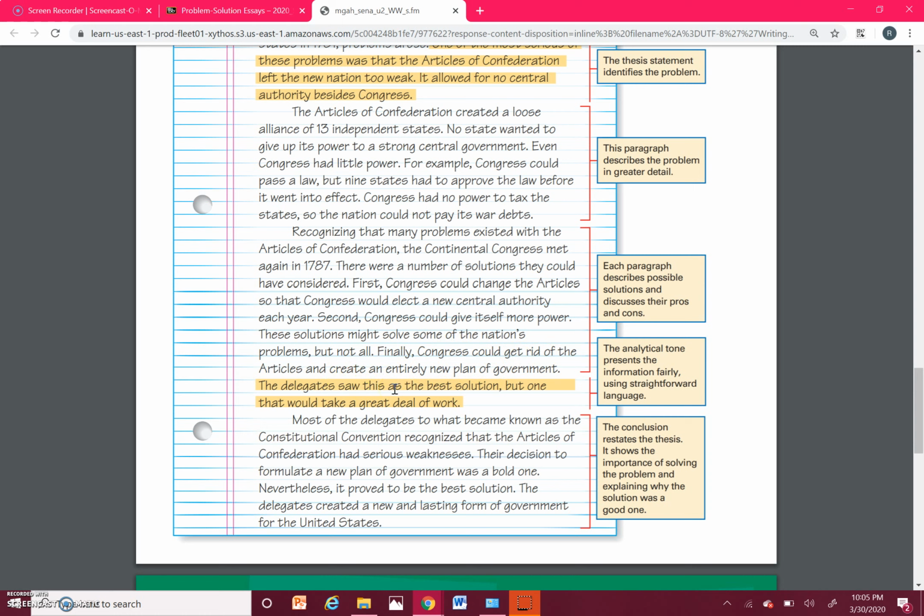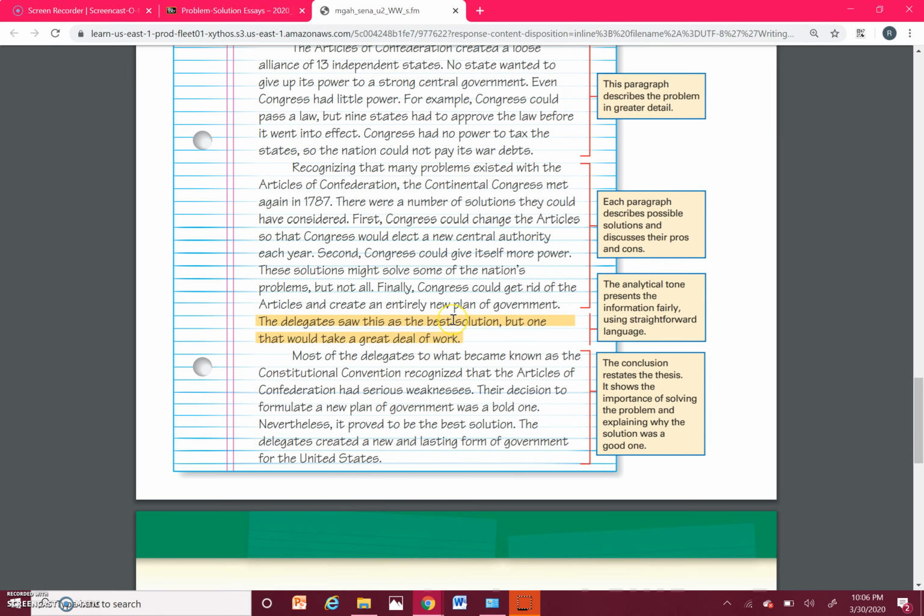So that is their clear concluding sentence, giving us kind of the tying back to the thesis. What are we getting out of this? That this was the best solution, better than the other ones. The analytical tone presents this information fairly using straightforward language. So it's not saying, oh, the other ideas were horrible, but that this one's better.